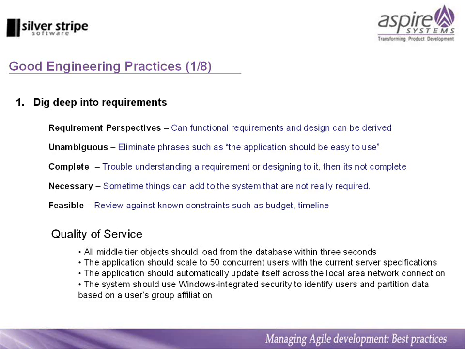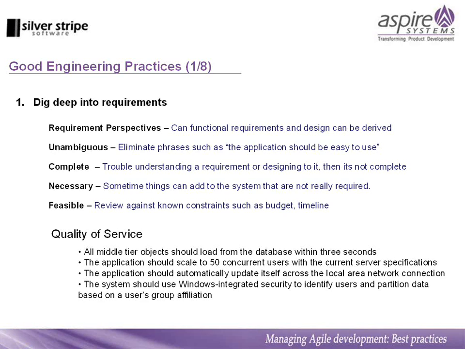For example, take one of the quality of services: all middle tier objects should load from the database within 3 seconds. It is a quality of service, a non-functional requirement. What we need to take care of here is to adhere to all of the quality of services. Otherwise, we will end up with a bad design in place, which will not allow us to have working software on top of working software.